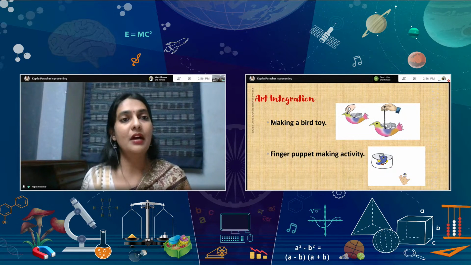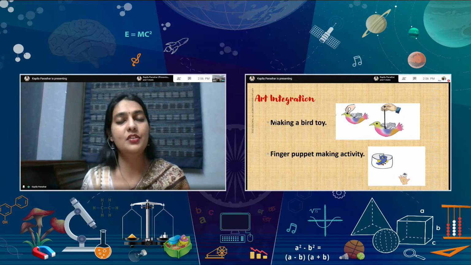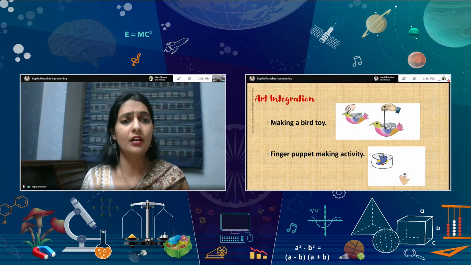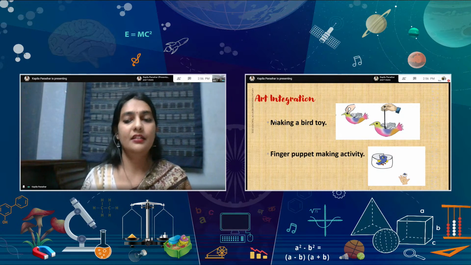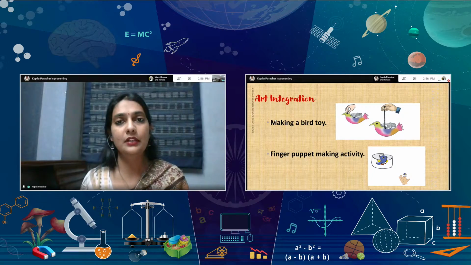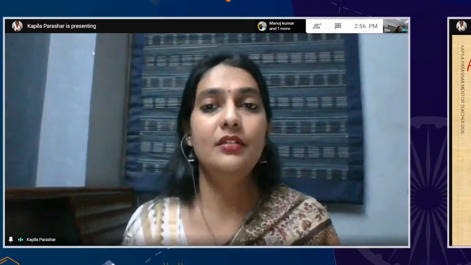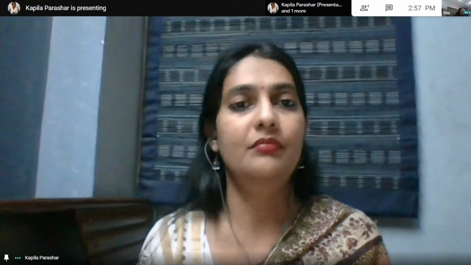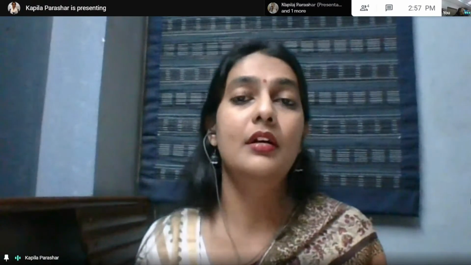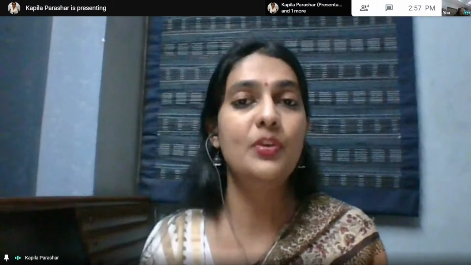So we can do some art integrated activities as well. In this story, after this story, there are instructions given on how to make this beautiful bird toy with the help of an old greeting card and newspaper pieces. There are also instructions to make a finger puppet bird, and this is how not only the students would learn to create some art using old material, but they would also read instructions. They would also learn language in this way.